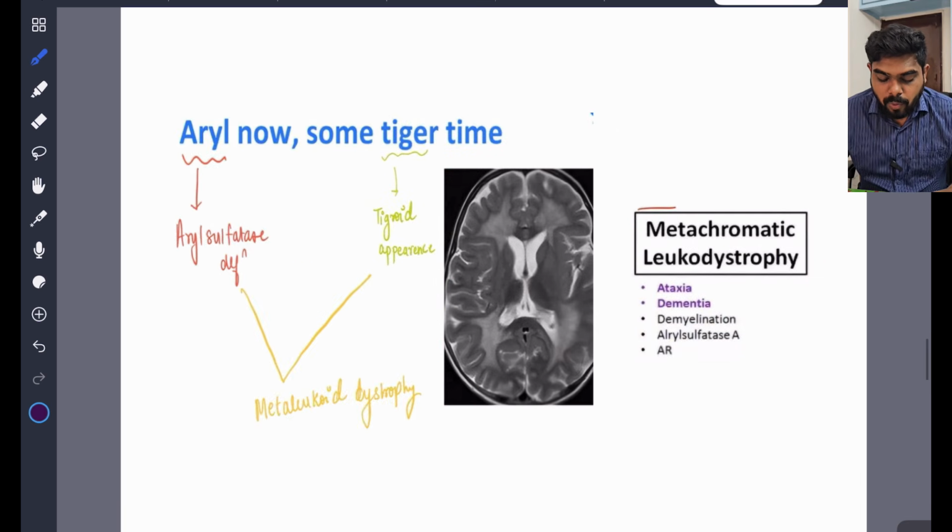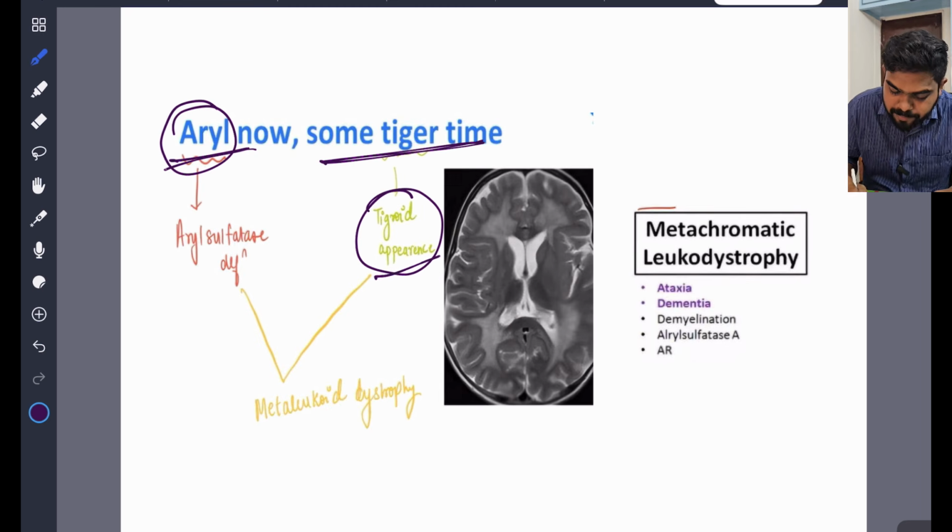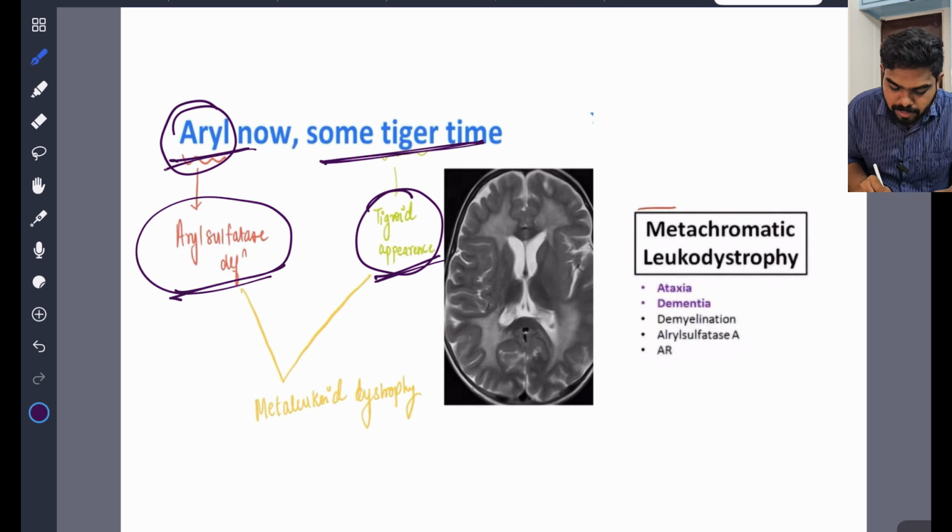Now, arrive now, some tiger time. You can see the MRI, you can see some tigroid appearance in the MRI. That's why I kept a tiger on the front page. This is arylsulfatase A deficiency, known as metachromatic leukodystrophy.